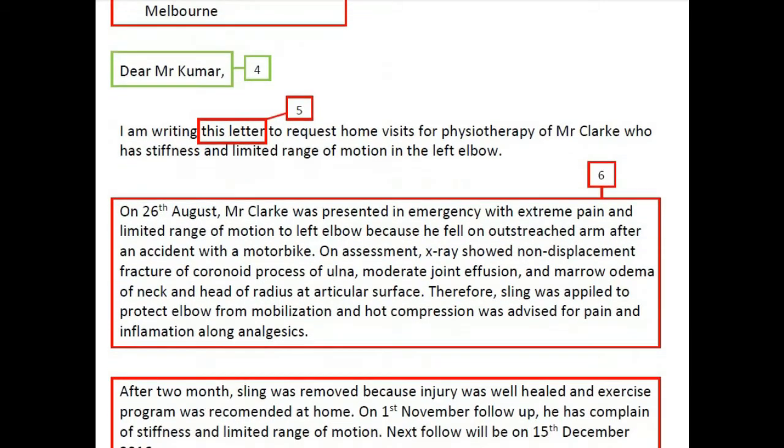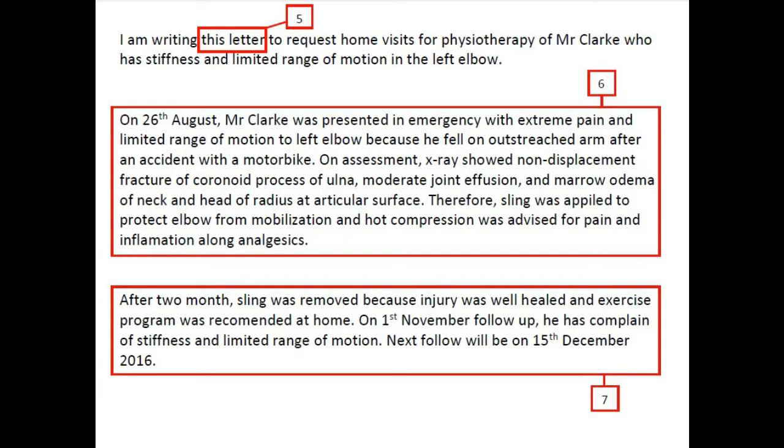Moving to the second paragraph, on 26th August, Mr. Clark was presented in emergency with extreme pain and limited range of motion to left elbow because he fell on outstretched arm after an accident with a motorbike. Here, this sentence can be modified in a much better way, like Mr. Clark was presented in emergency department with extreme pain and limited range of motion of left elbow as a result of fall down on an outstretched arm following an accident with a motorbike, which is now a standardized sentence.